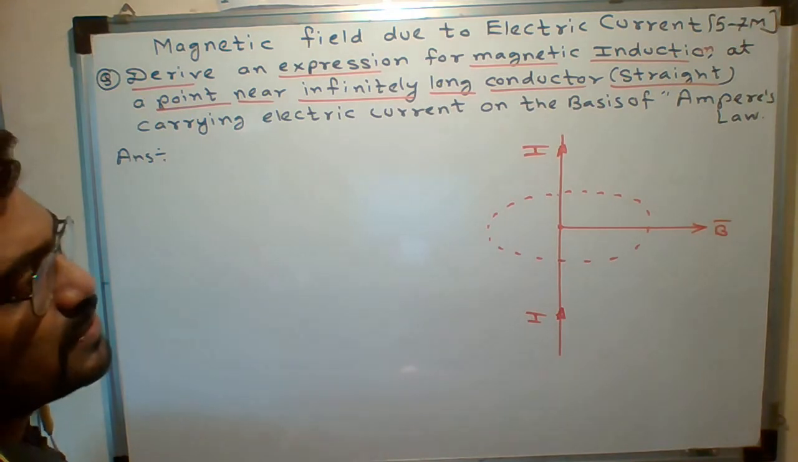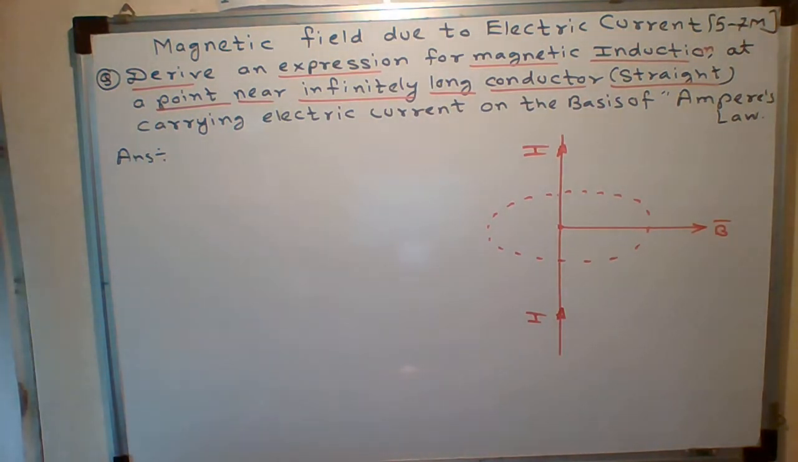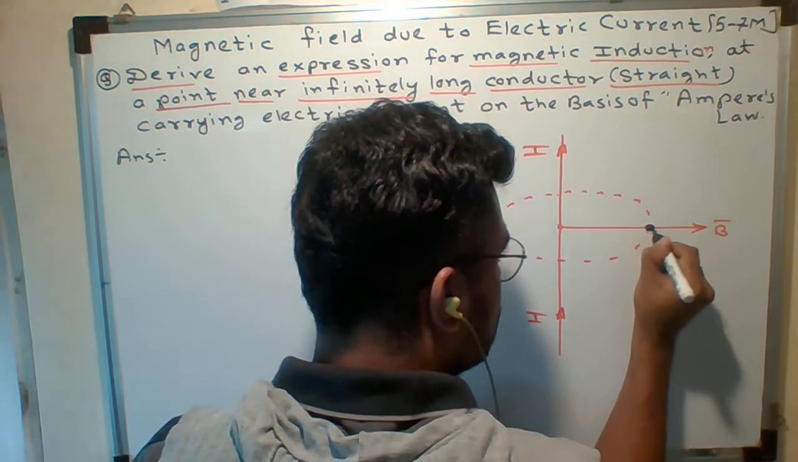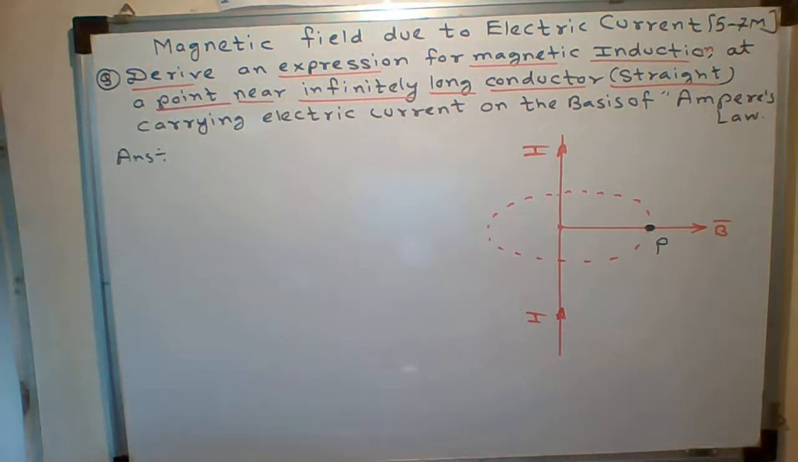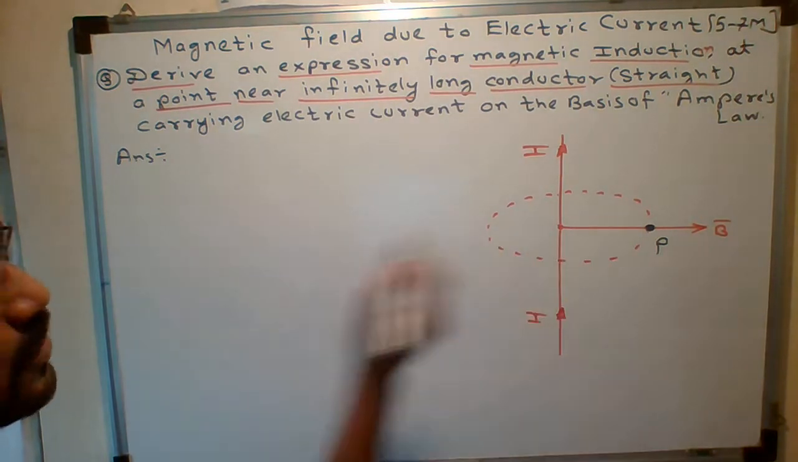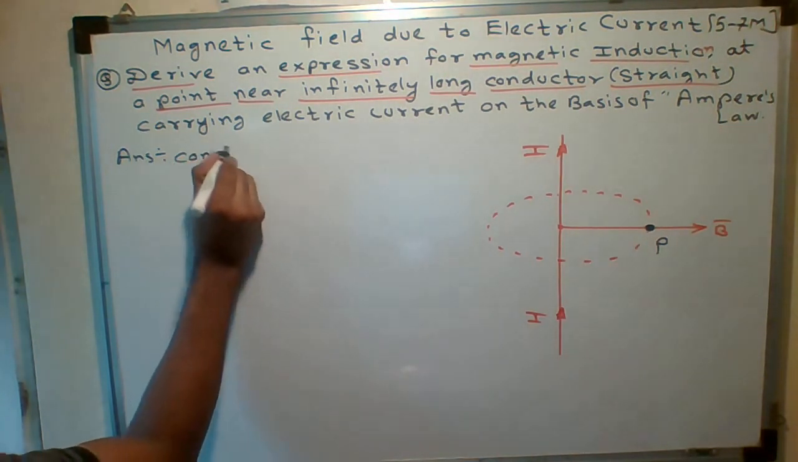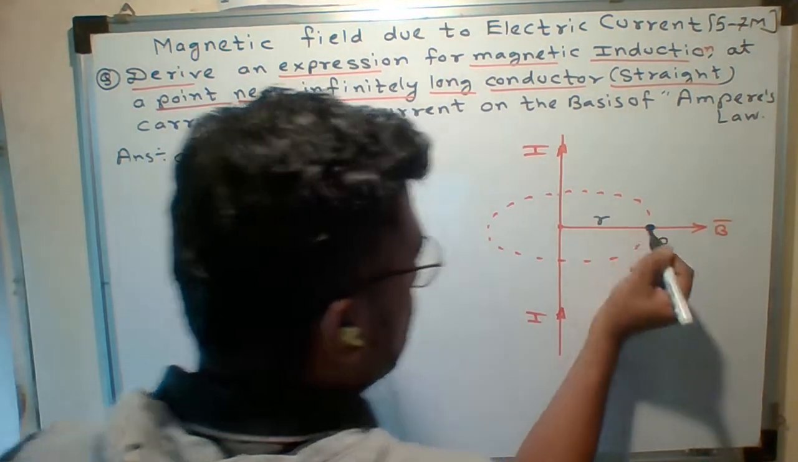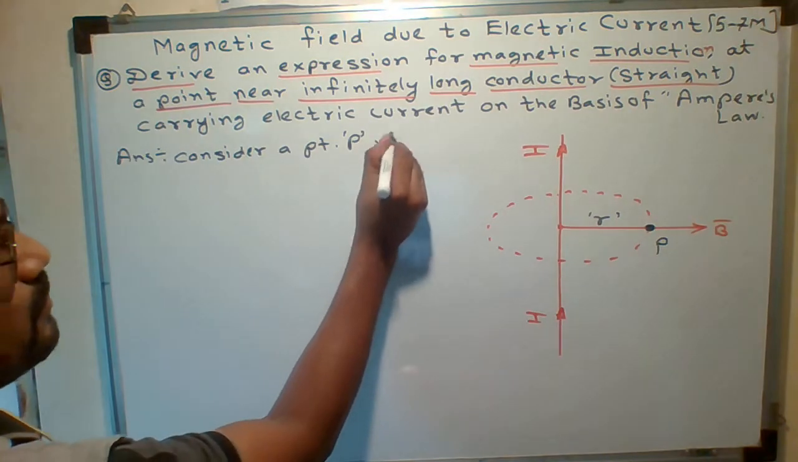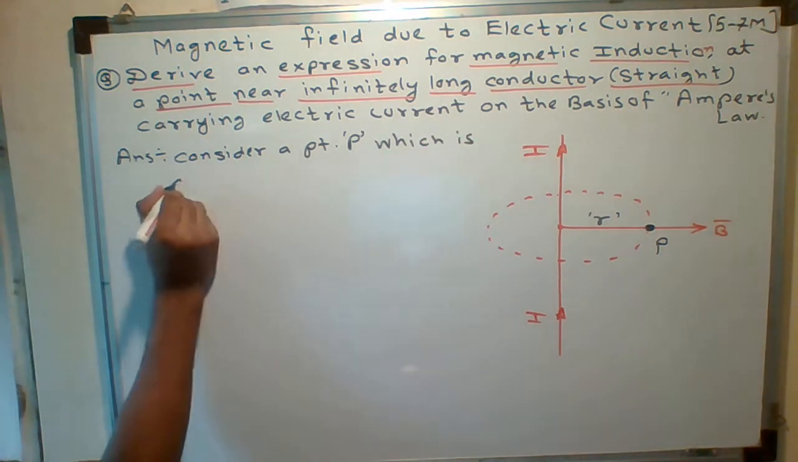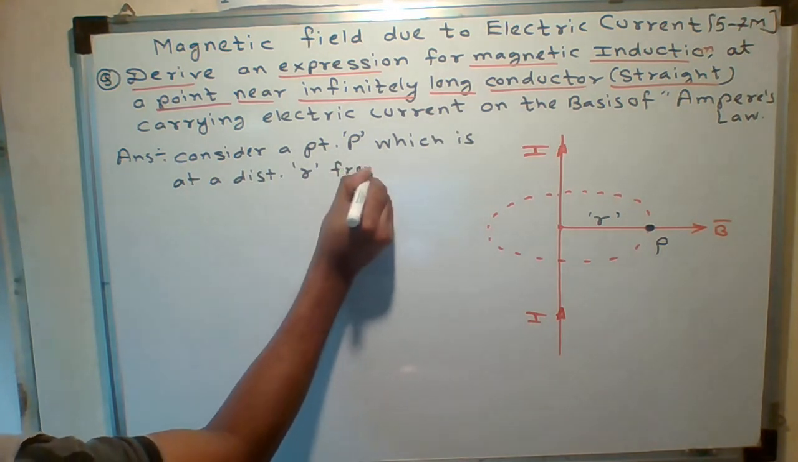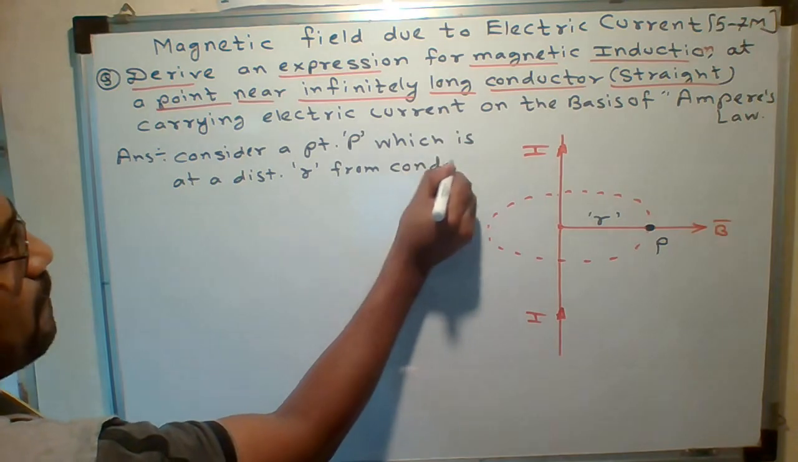So students, what do we have to find? We have to find the magnetic field due to electric current at a point. I am going to take a point over here. So consider a point P, which is near to that conductor, at a distance r from the straight conductor.